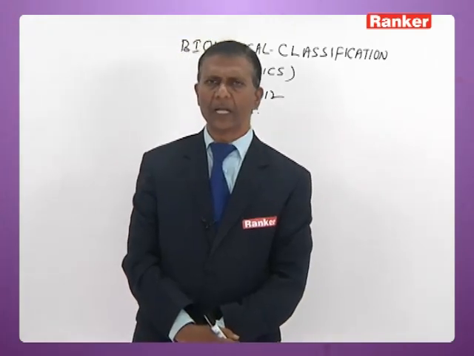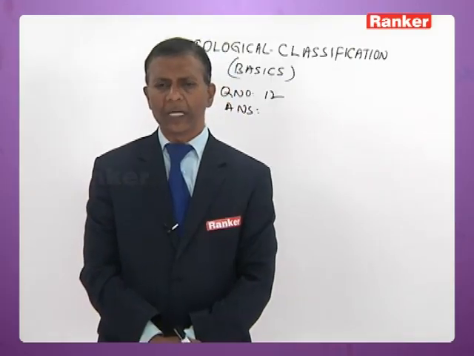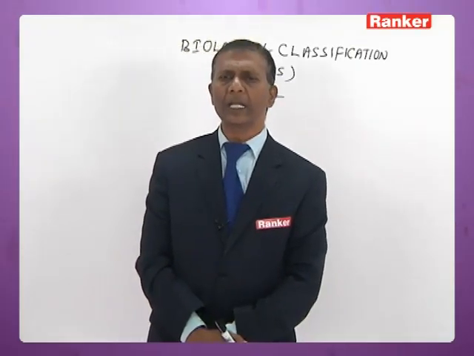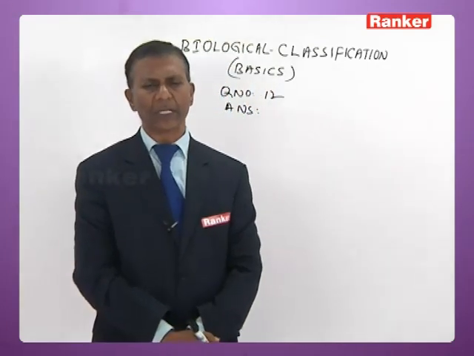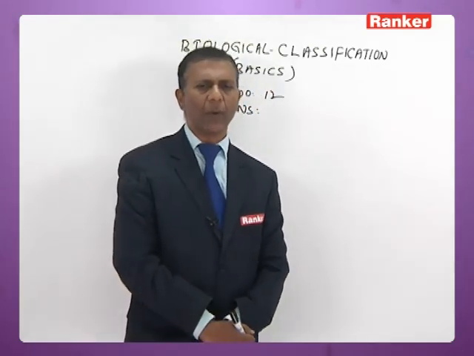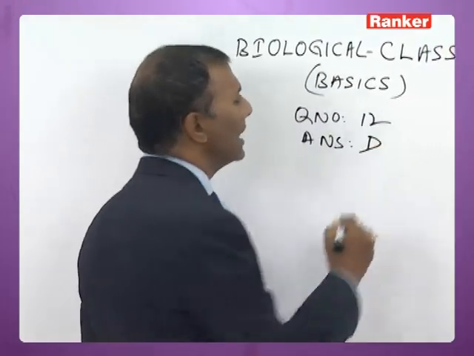Junior synonyms are synonyms. So among these options: A, junior synonym; B, junior homonym; C, senior homonym; D, valid name. It can be valid name or senior synonym. So for the 12th question, the correct option is D, valid name or senior synonym.